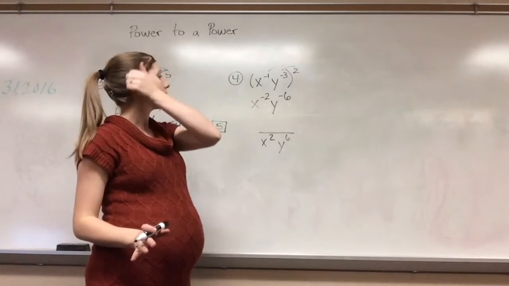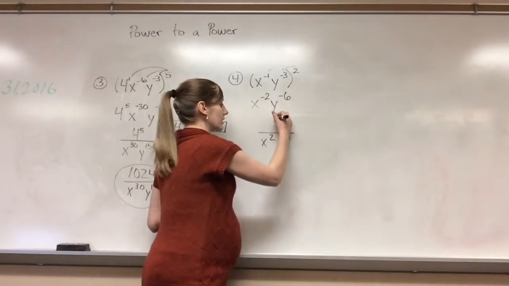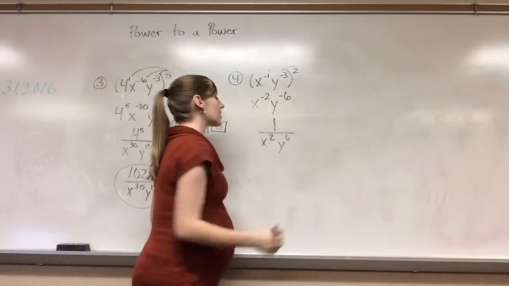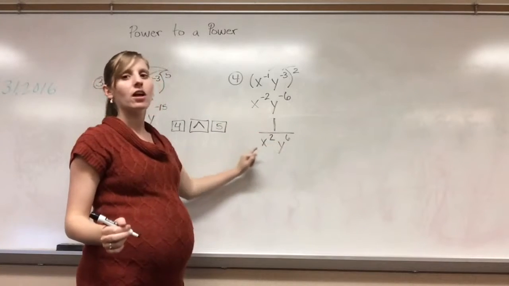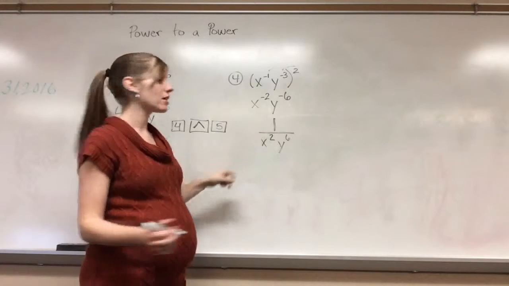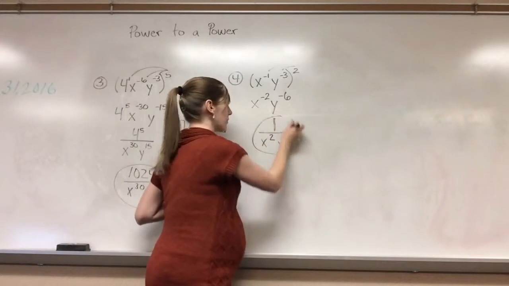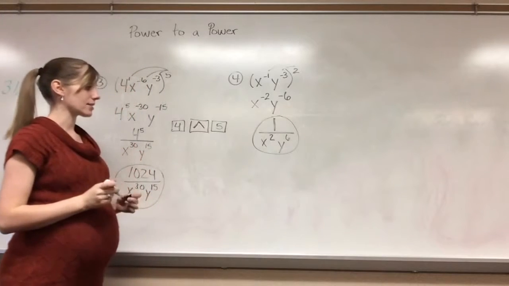All right, but when the numerator is missing, you have to put the 1 there. That way I understand, oh, okay, this is a fraction. There's a 1 at the top. I know that this is 1 over those variables, okay? You've got to put the 1 placeholder there. So this would be our answer for problem number 4. 1 over x to the second, y to the sixth.